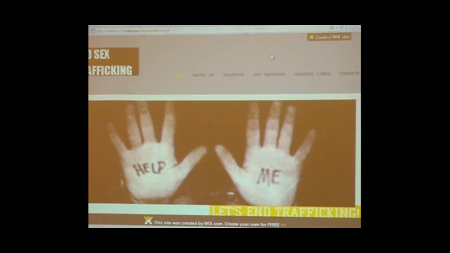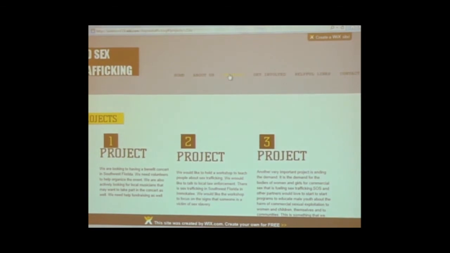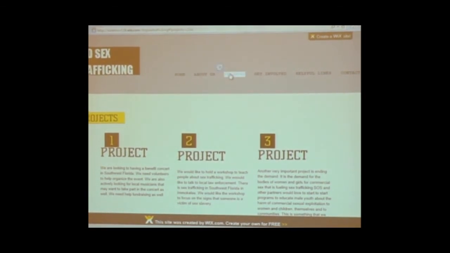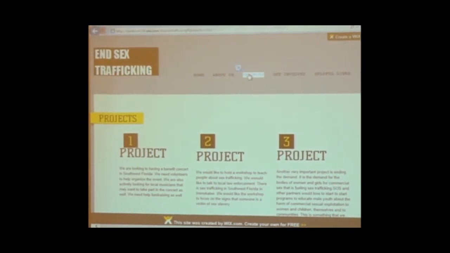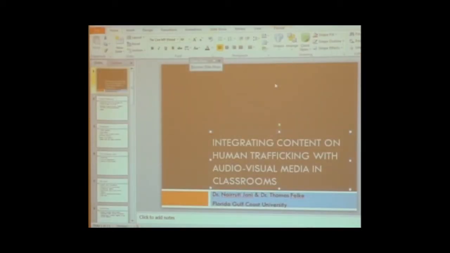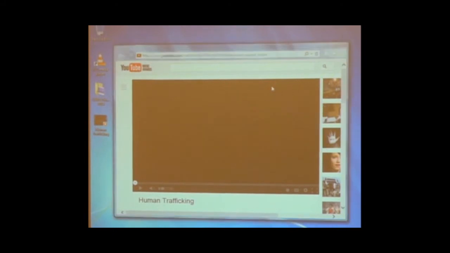So this student went in and created a website, looking at some different possibilities for what they would like to do. This was really more of a planning exercise, future thoughts about how they could do some advocacy work, talking about a benefit concert, holding a workshop, and those types of things. So that's another example.